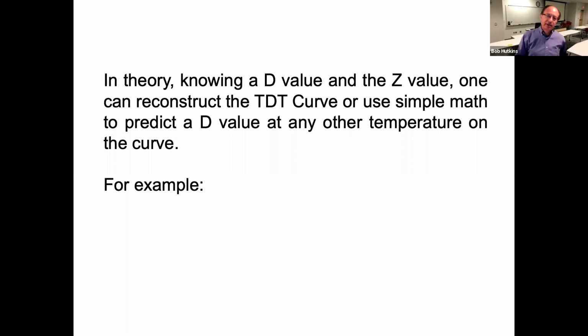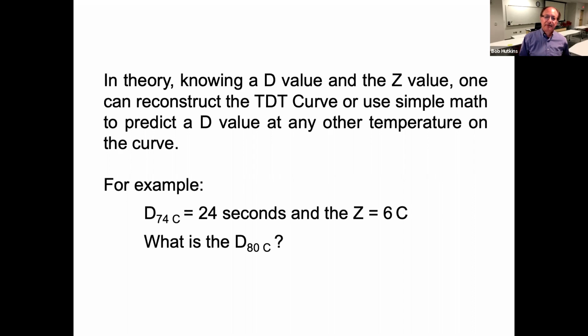Okay, so let's look at this. Here's a little problem. In theory, knowing a D value and a Z value, one can construct the thermal death time curve without even making a curve. You could use simple math to predict a D at any other temperature on the curve. For example, if the D at 74 is 24 seconds and the Z value is 6 degrees, what is the D at 80?